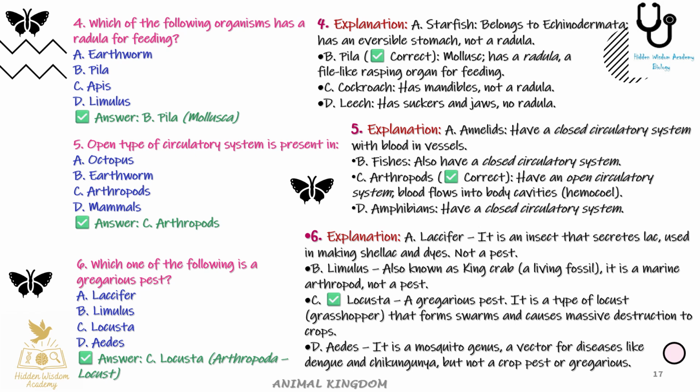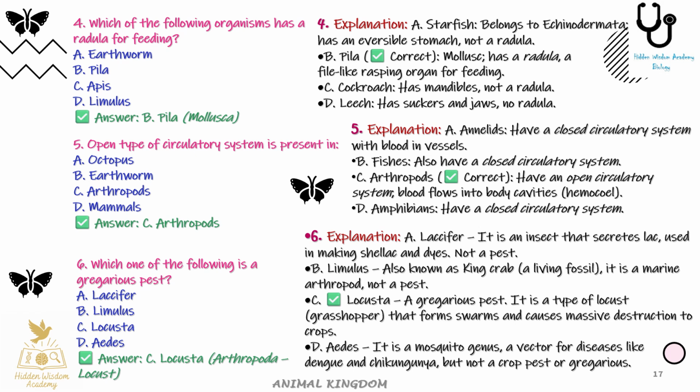Explanation. Option A, annelids have a closed circulatory system with blood flowing in vessels. Option B, fishes also have a closed circulatory system. Option C, arthropods, is the correct answer because they have an open circulatory system where blood flows into body cavities called hemocoel. Option D, amphibians have a closed circulatory system. The correct answer is option C, that is open type of circulatory system is present in arthropods.